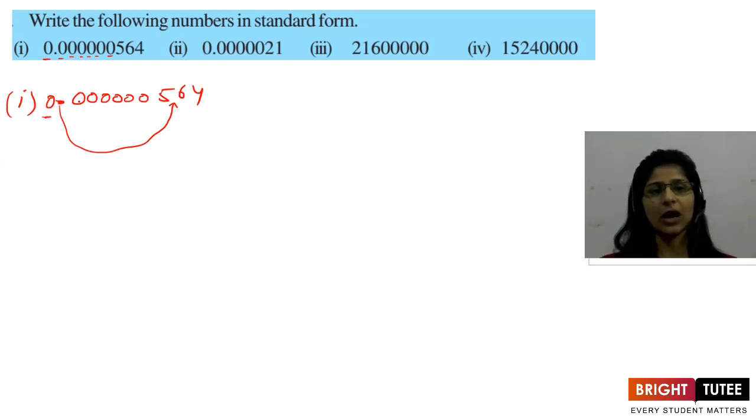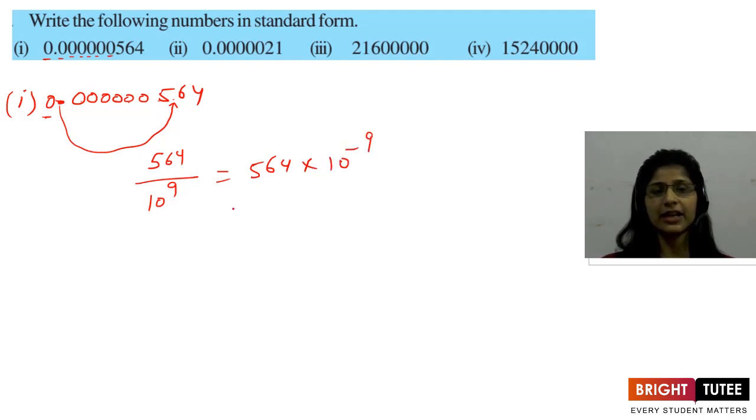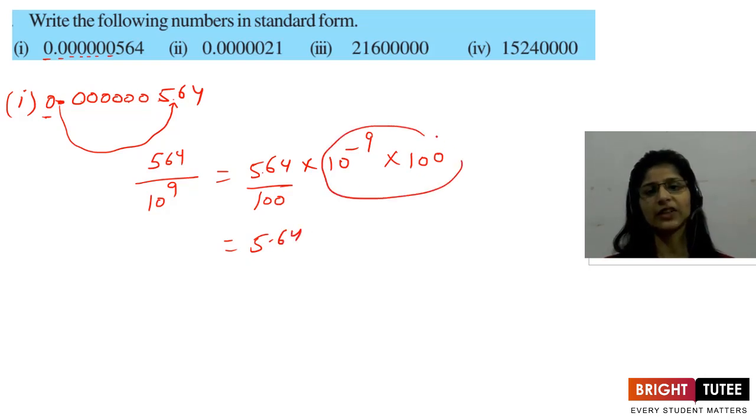Just see how many zeros do we have if we remove the decimal. 1 2 3 4 5 6 7 8 9. So you can just write 564 upon 10 to the power 9. Clear? So we get 564 into 10 to the power minus 9. But is it the standard form? No, we need to put a decimal after 5 or before 6. So we will divide it with 100, so multiply also it with 100. That's what we are going to do. So when we divide it, it will form 5.64, and we can solve it further.